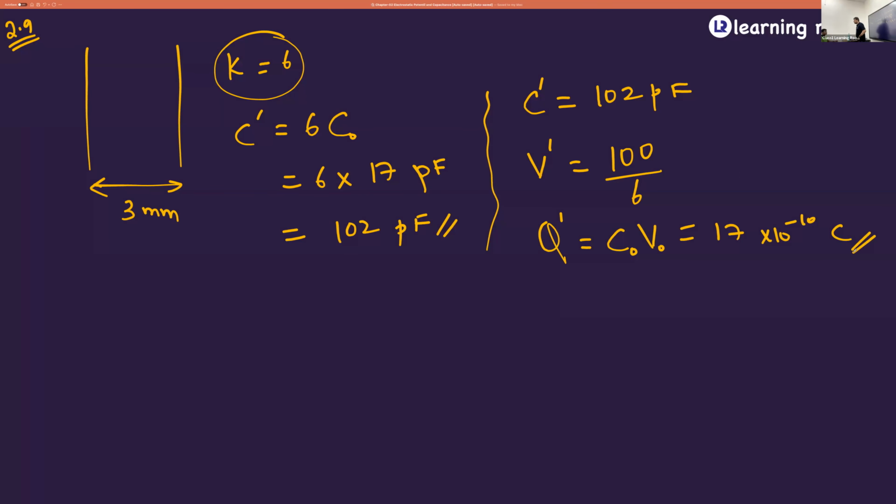So let's see what points they are expecting. 2.8, no? 2.9. Did they mention capacitance? What did they mention?